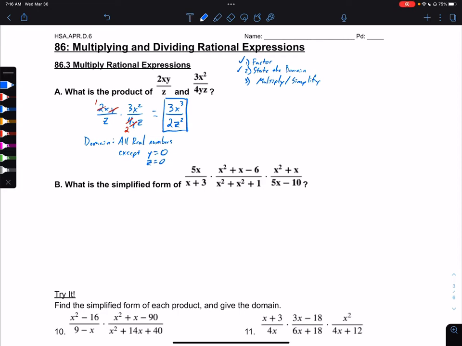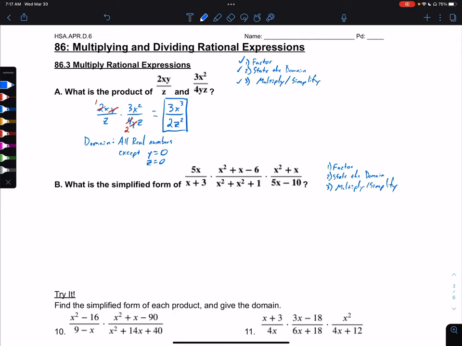All right, let's look at part B, which is a bit more involved. So same first 3 steps. Just check that off. So we need to factor, state the domain, and then step 3, again, we can multiply and simplify. You're going to decide which one is done first.